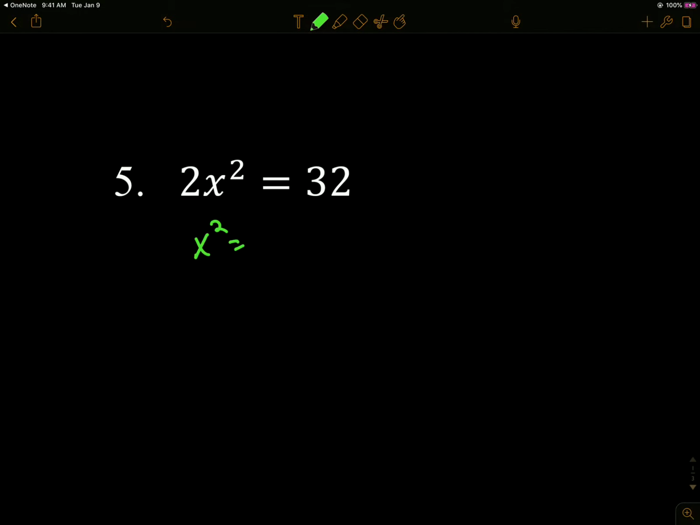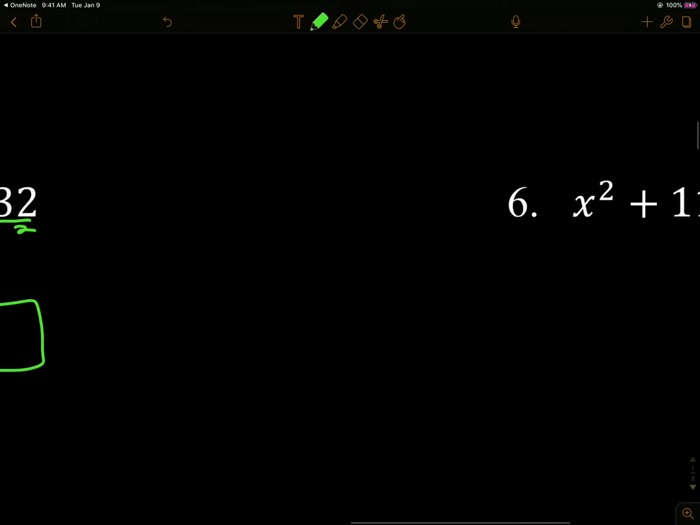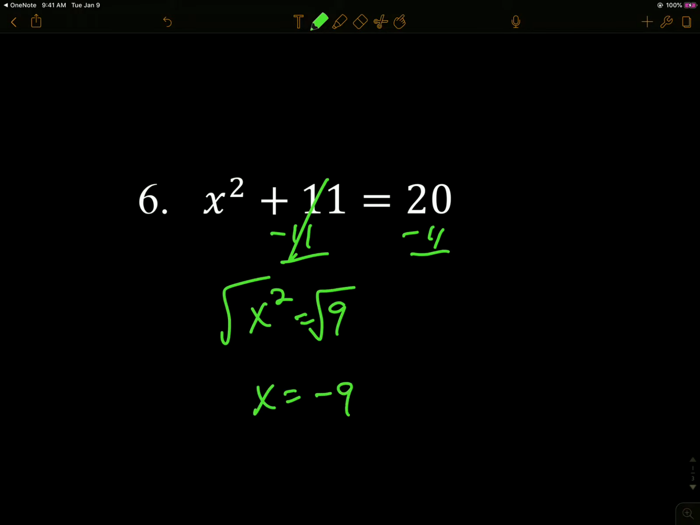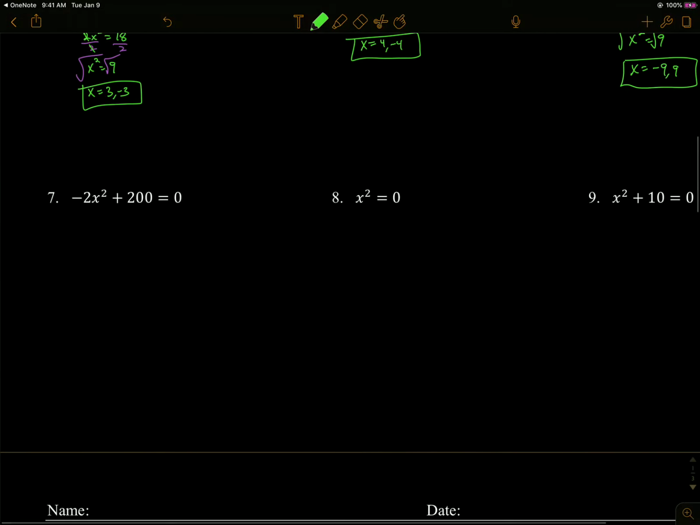So when I isolate the variable, I divide both sides here by 2, I get x squared equals 16. So if I square root both sides, I get x equals 4 and negative 4. Don't forget both versions. Here I'm going to subtract 11. Get x squared equals 9. So then I square root both sides. I get x equals negative 9 and 9. Two answers, notice, most of the time.